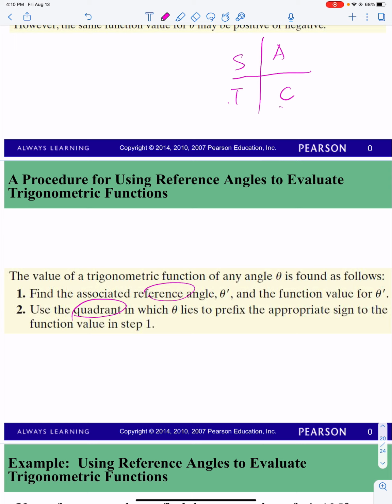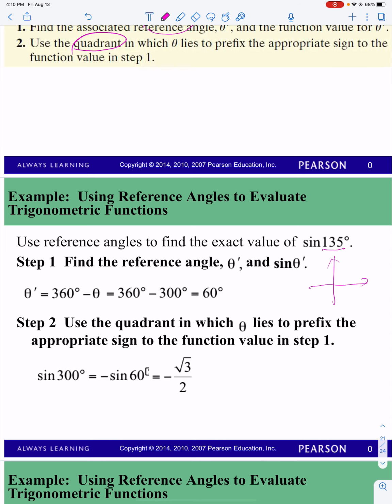This is what I just talked about. Okay, so sine of 135 degrees. So 135 degrees is within what? Quadrant 2. So in quadrant 2, what will be the reference angle? It's always 180 minus theta. So it's 180 minus 135 degrees. So it's 45 degrees, yeah? Okay, so this is your reference angle.